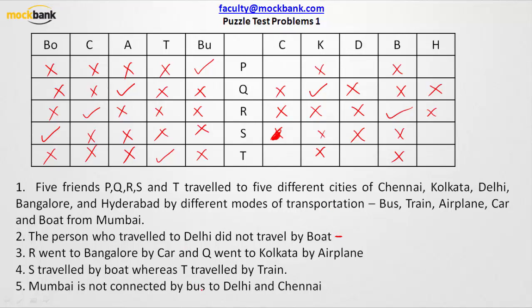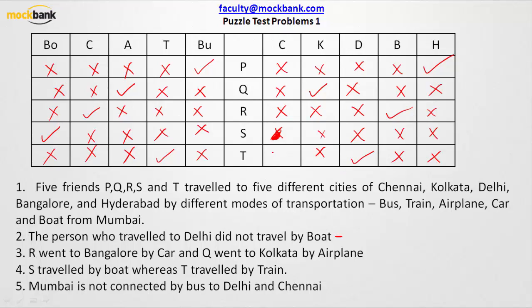Now Mumbai is not connected by bus to Delhi and Chennai. So who is the person who is travelling by bus? P is travelling by bus, right? So P for sure cannot go to Delhi or Chennai. So for sure P is going to Hyderabad. And if P is going to Hyderabad, Hyderabad cannot be visited by anyone else. Now can you see for Delhi, P cannot go, Q cannot go, R cannot go, S cannot go. So for sure T is going to Delhi.